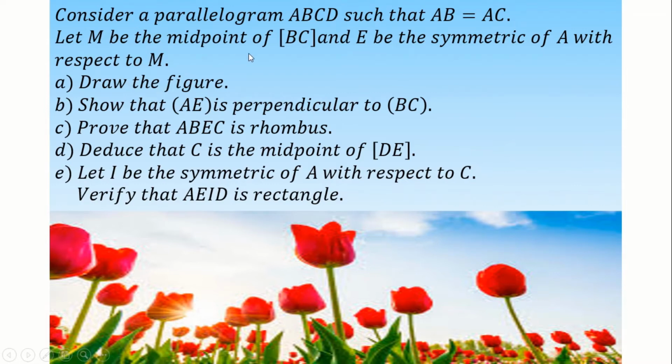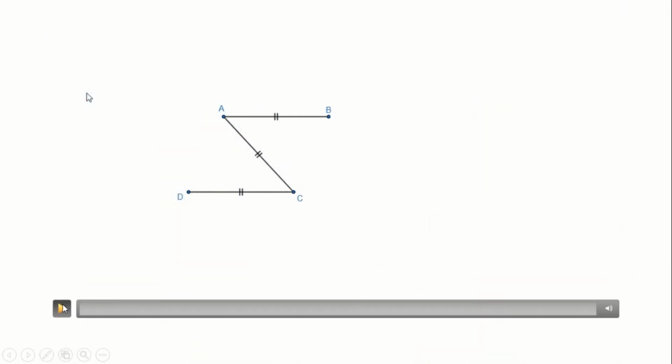Moreover, let M be the midpoint of BC, which is surely a side of this parallelogram, B and C are consecutive, and E be the symmetric of A with respect to M. So in part A, draw the figure. Let's start it together.